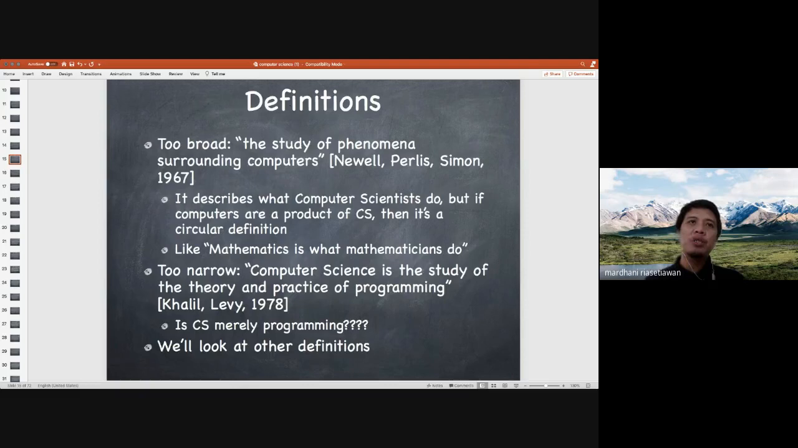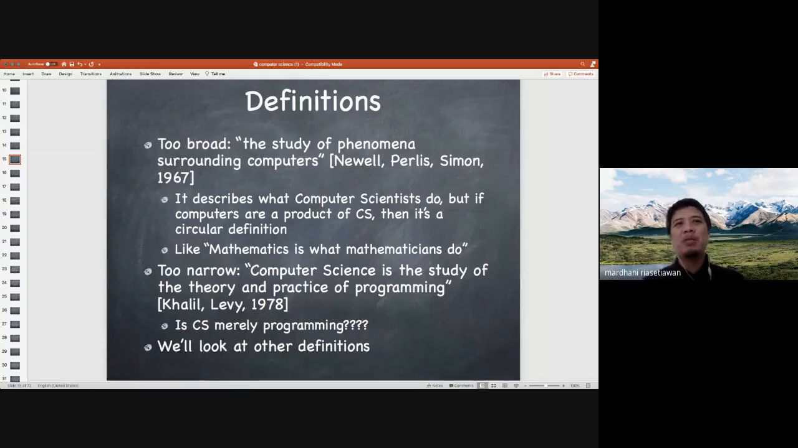So when we see the definition itself, computer science is the study of phenomena surrounding computers. This is from Newell, Perlis, and Simon, when they tried to describe what computer science is. This describes what computer scientists do, but if computers are the product of computer science, it's a circular definition. It means the computer is an engineering product of computer science, the form of the computer, the product of the computer. So this is within the circular definitions.